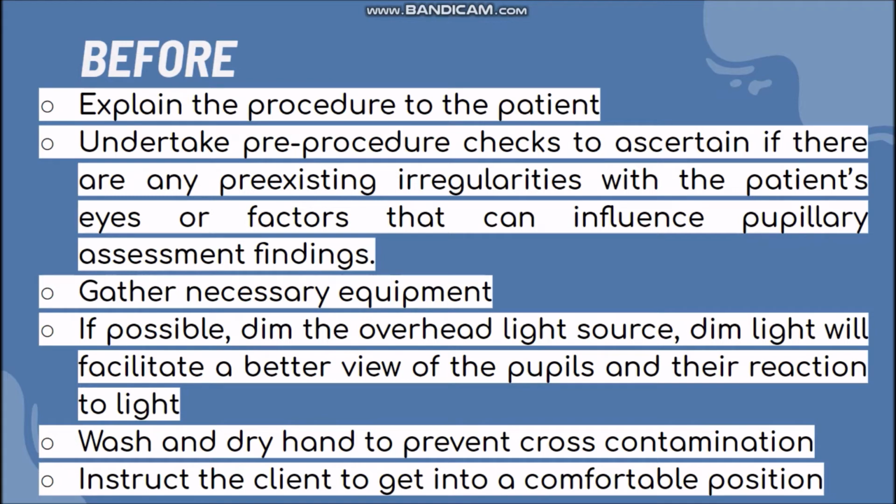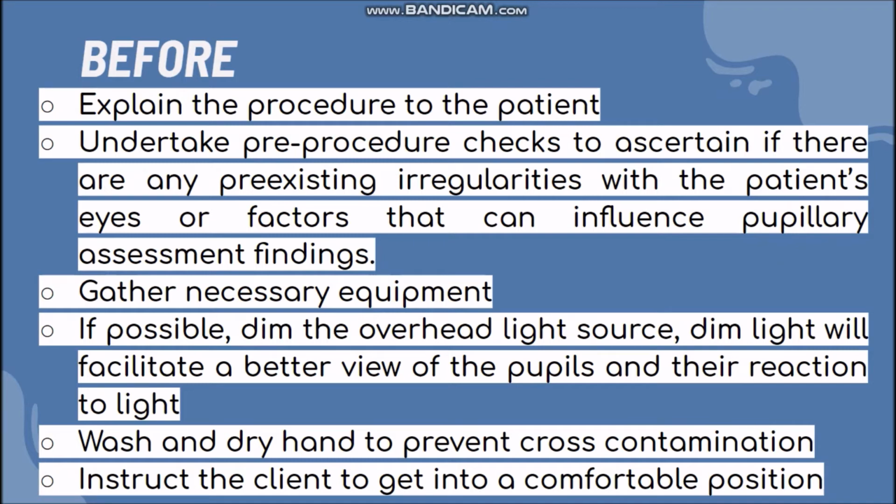So check if the client has pre-existing irregularity with the pupils like cataracts, false eyes, or previous eye injury, and is taking medication that can cause pupillary dilation like your tricyclics, atropine, and sympathomimetics, and medication that causes pupillary constriction like your narcotics and topical beta blockers. Next is we have to gather necessary equipment, and if possible, dim the overhead light source. Dim light will facilitate a better view of the pupils and their reaction to light.